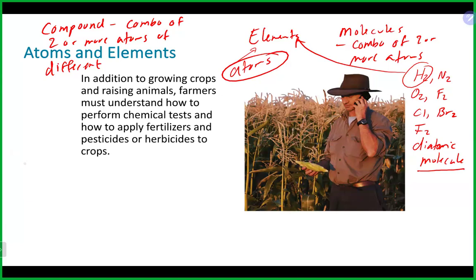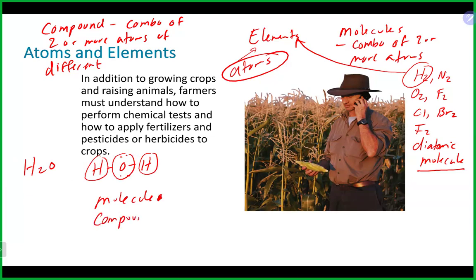Now, if you had something like water, which is H2O, and looks something like that, this is also a molecule because you have two or more atoms together, right? You've got three of them coming together in this particular case. This would also be a compound because you have two or more elements, or atoms of different elements, coming together. This would not be an element because obviously you have hydrogen and oxygen involved there. Those are two different elements.